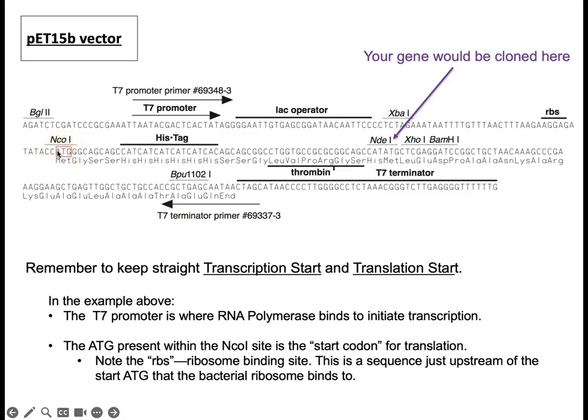As with all translation start sites, it's an ATG, and importantly, it sets the frame, meaning that the ribosome is going to scan down every 3 nucleotides and insert the proper amino acid into the growing polypeptide chain. Okay. Notice that on this particular sequence, we have a bunch of information that's going to be upstream of our ND1 site. This thing here is a His tag. This is a sequence of 6 histidines.